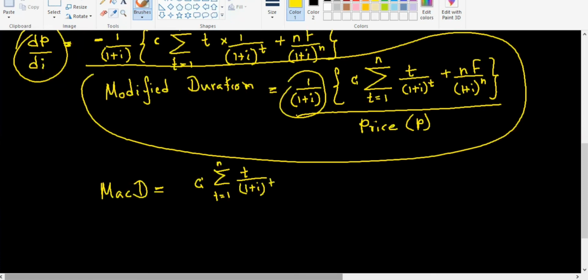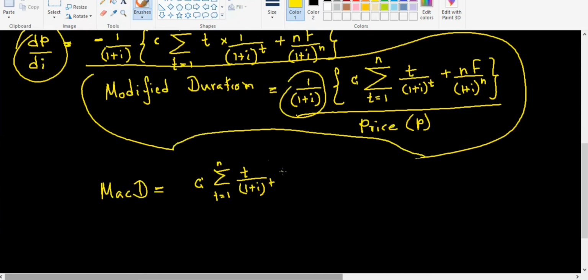We have to write this part also. Then we have to write n times the redemption value, the face value, divided by 1 plus i to the power n. This whole thing we have to divide by the price of the bond. So this is the Macaulay duration.